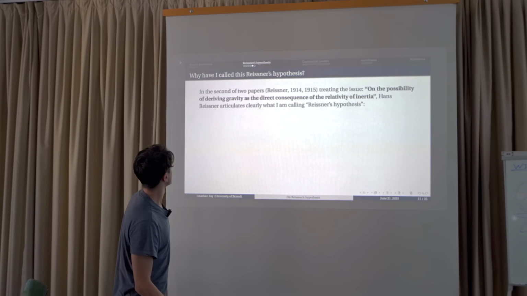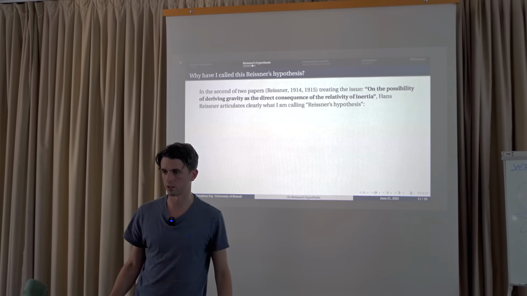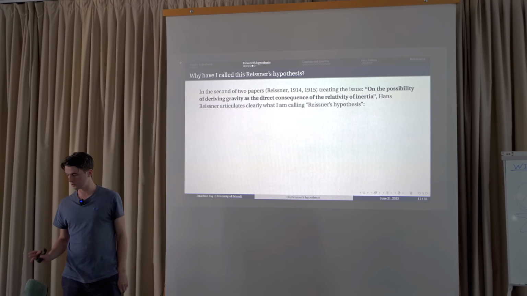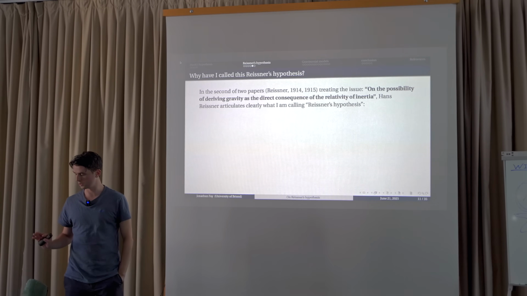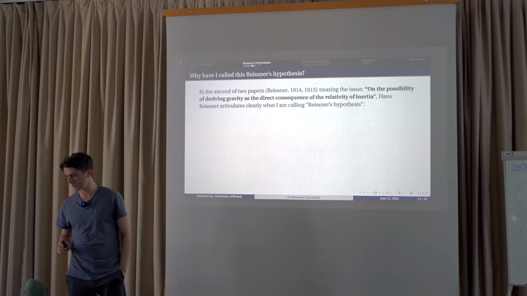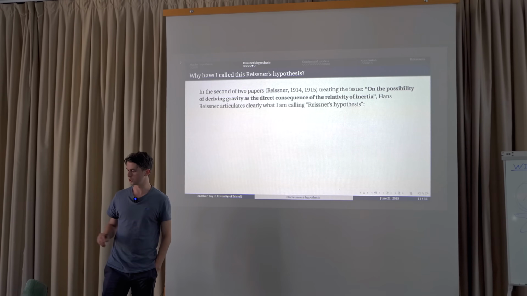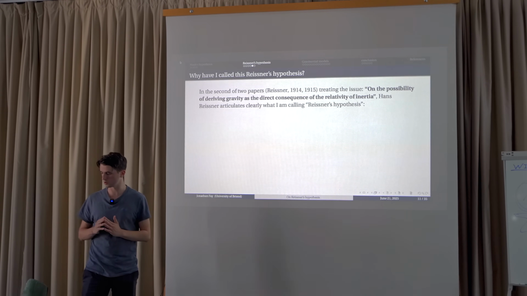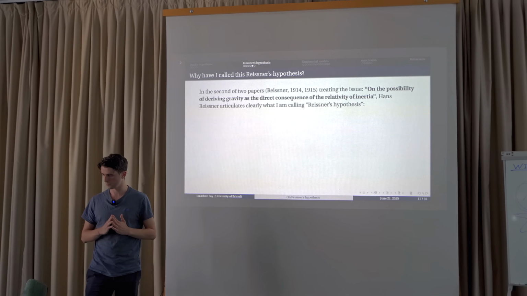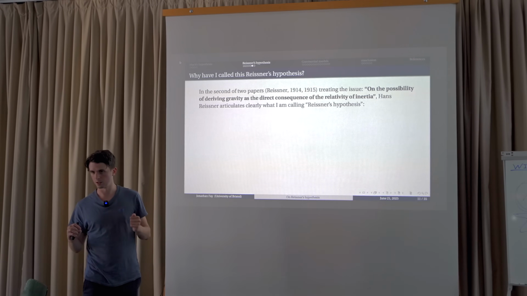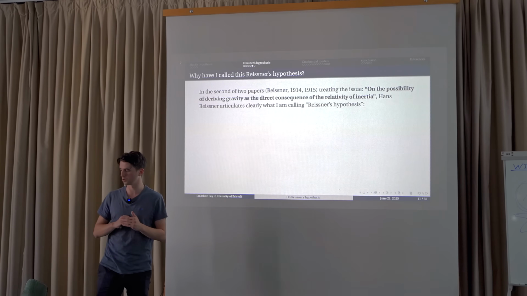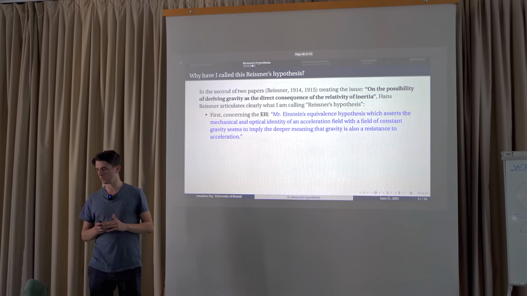So why have I called this Reissner's hypothesis? I haven't mentioned Reissner yet. So in the second of two papers from 1914 and 1915, which treat this same issue, and the second paper is called On the Possibility of Deriving Gravity as a Direct Consequence of the Relativity of Inertia, Hans Reissner, for the first time, I think, in history, clearly articulates what I'm calling Reissner's hypothesis.